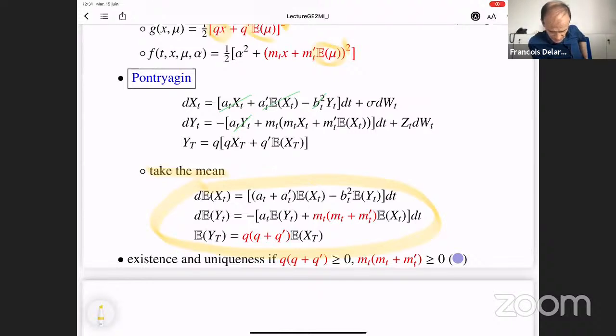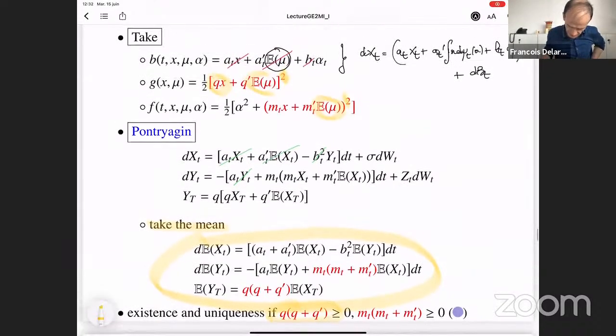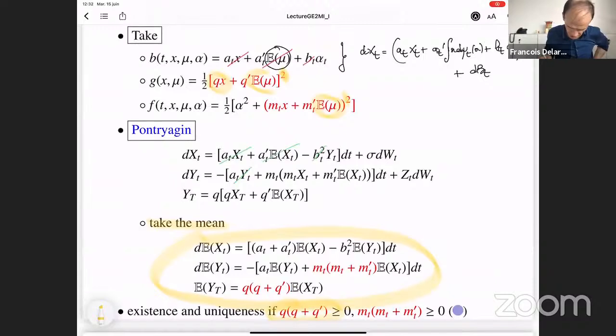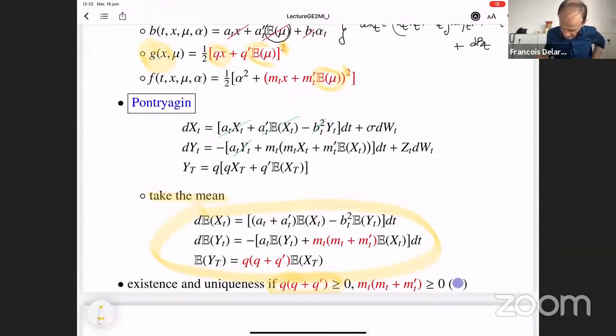And now you need to find some sufficient conditions under which you have existence and possibly uniqueness for this system. Here, what I tell you is that you have this condition Q times Q plus Q prime. This is related to the shape of the coefficients you have in G, and the same for M and M prime, positive, and then you have existence and uniqueness of a solution.